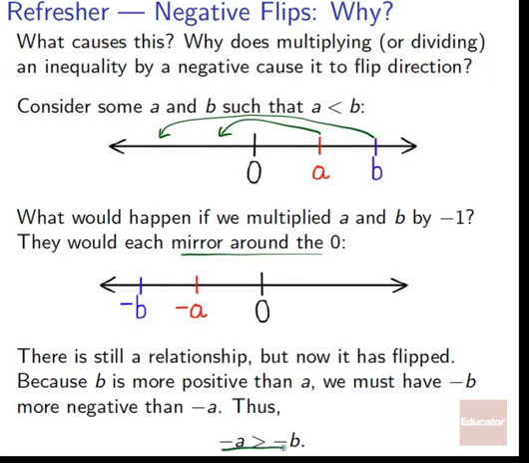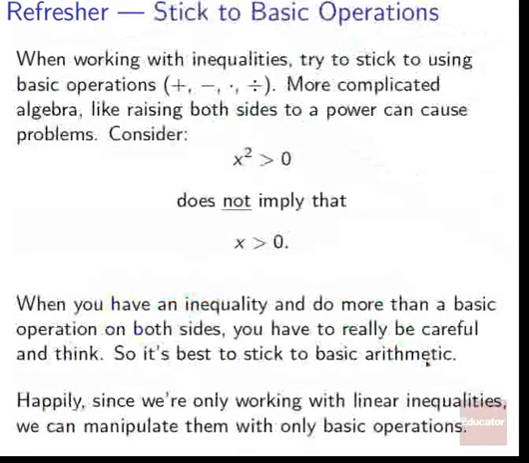Thus, we've got this negative a is greater than negative b. Because originally a is less than b, but now negative b is less than negative a, so that causes our sign to effectively flip, because negative b is less than negative a is the same thing as saying negative a is greater than negative b. Great, that's what's going on.